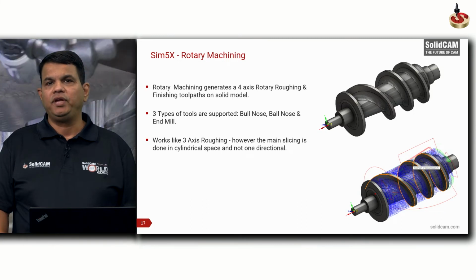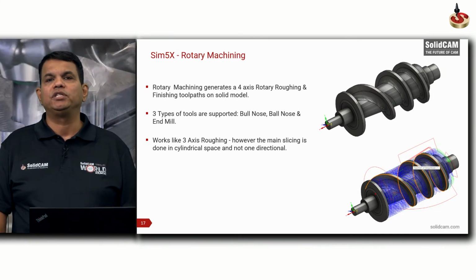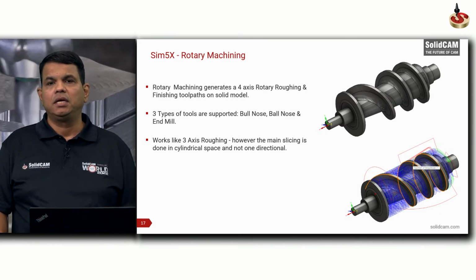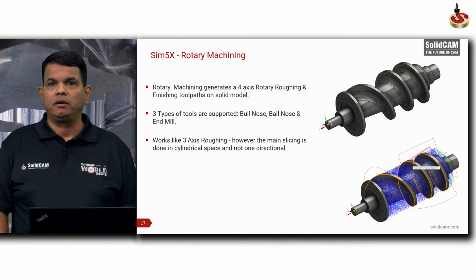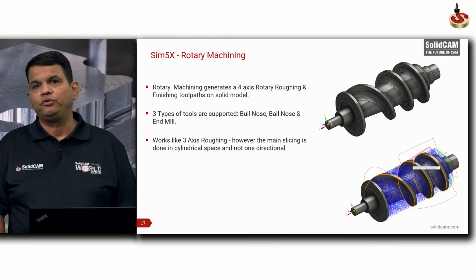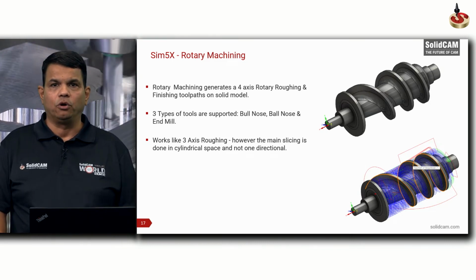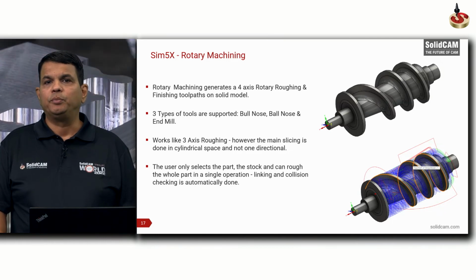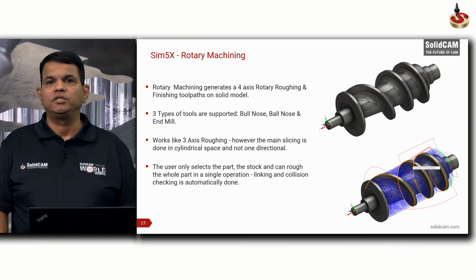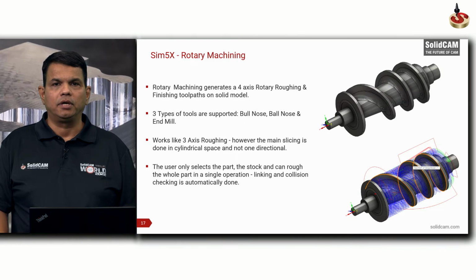It works like 3-axis roughing. In fact, we are using the Turbo HSR functionality in this. However, the slicing in Turbo HSR in 3-axis is done in planar space, whereas in rotary roughing, it is done in cylindrical space and not one directional. The user just selects the part and the stock and can rough the entire part in a single operation. Linking and collision checking are done automatically in SolidCAM rotary.